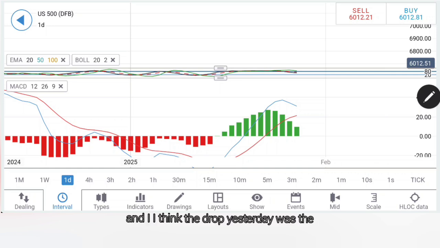And I think the drop yesterday was the extreme. I think even if it tries to trade bearish, we may not see it breaking below the lows from yesterday. Take your positions accordingly.